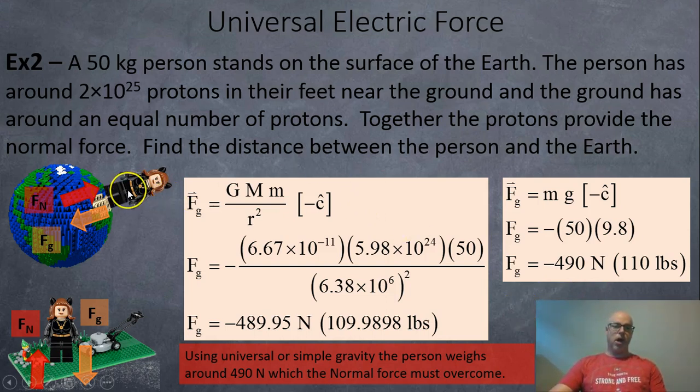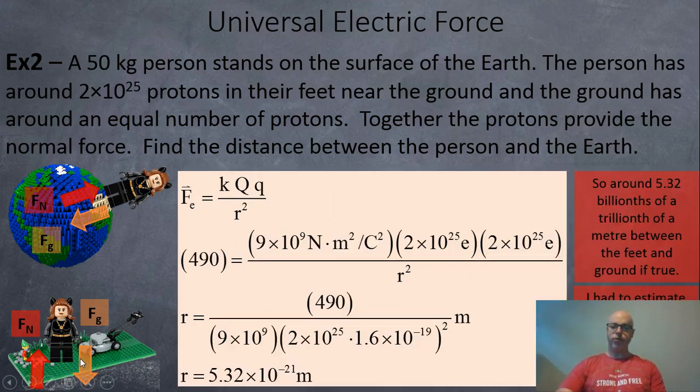So here we go. You stand here on the Earth, gravity pulls you down, the normal force keeps you from falling through the Earth. And if you zoom in, same thing. So now we want to find out, if we know the amount of force that the electric force has to provide to keep you from falling through the ground, then how far are you from the ground? So we got 490 newtons.